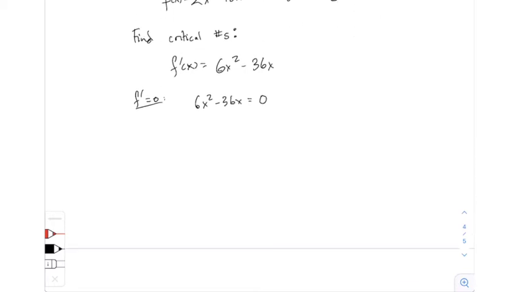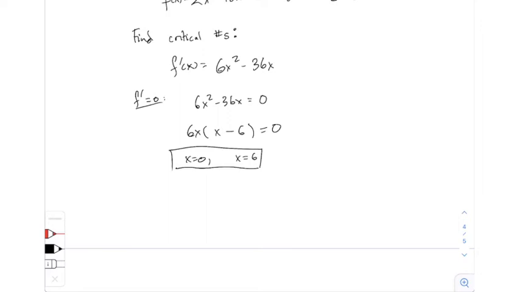I would factor that, I guess. I think I can factor out 6x, and what remains is x minus 6. And then I get two solutions, right? x equals 0, x equals 6. So these are two critical numbers. Those are points where the derivative equals 0.